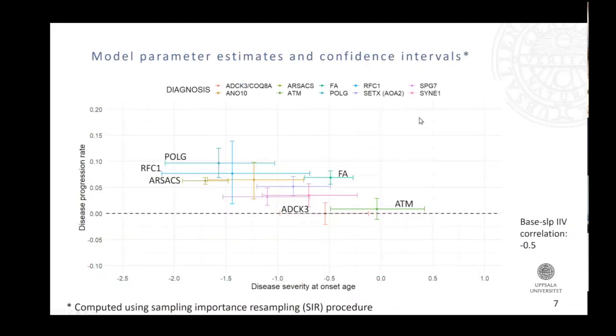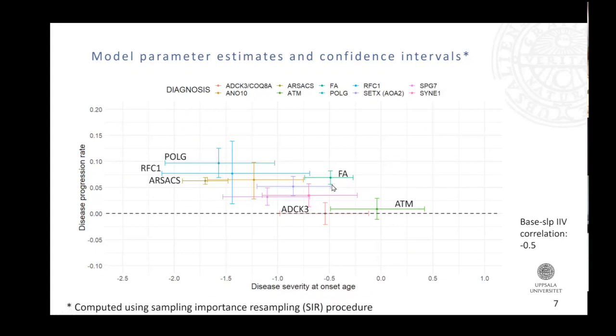So, estimating the disease severity at onset on the x-axis and the disease progression rate, you can see that there was a distribution of progression rates. Some subtypes have few individuals, and then of course the uncertainty in that progression rate is going to be quite wide, but others had more data and a more precise estimate of the progression rate.